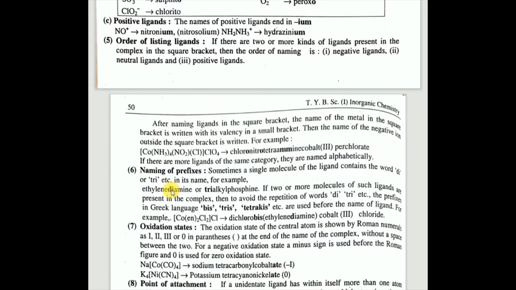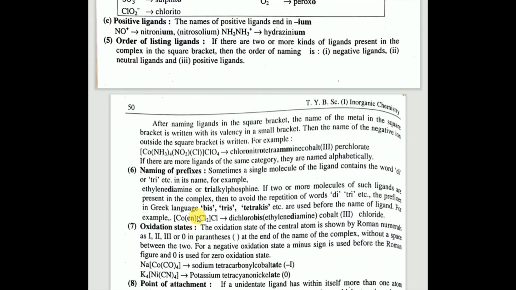If tri is there, then tris. If 4 is there, tetrakis. Means instead of repeating the word tri, we can write the Greek prefixes bis, tris, tetrakis. So this prefix is used when the ligands have the word di, tri, tetra in their names, and these ligands also have number 2, 3, 4, then we can use this Greek prefix.